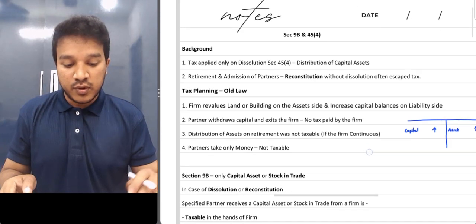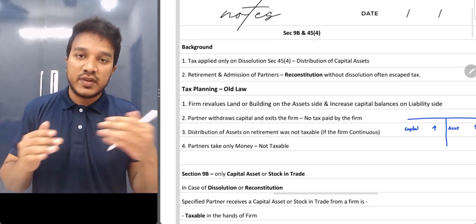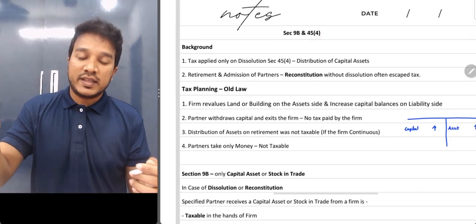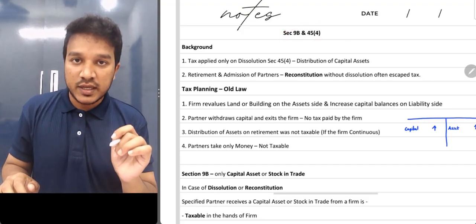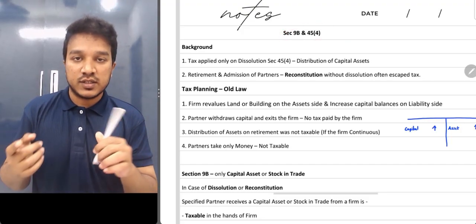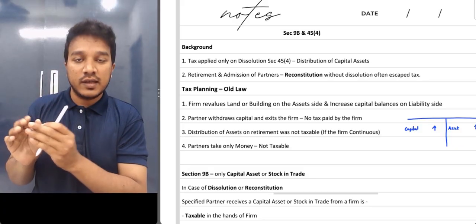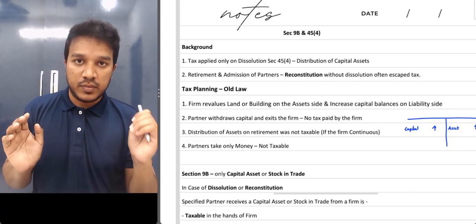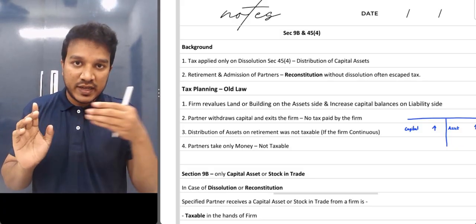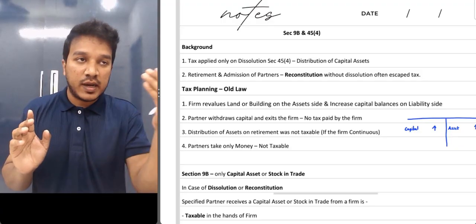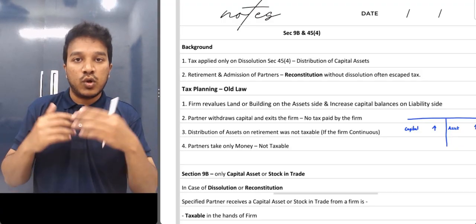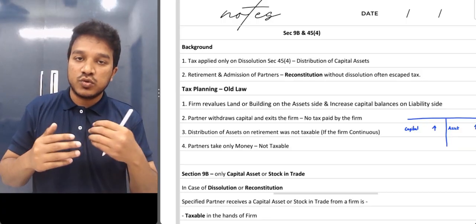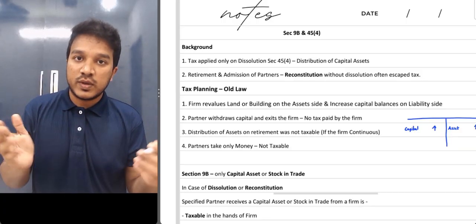Before entering into what this section says, we will understand how things were before, and why the government had to come up with these two sections. Earlier, tax was applicable only at the time of dissolution. That is, when a partnership firm got dissolved completely, only then the tax was applied. In case of retirement, if you were giving any assets, that was not taxable. If a partner was withdrawing money, that was not taxable. All these loopholes were there and people used them to escape tax.